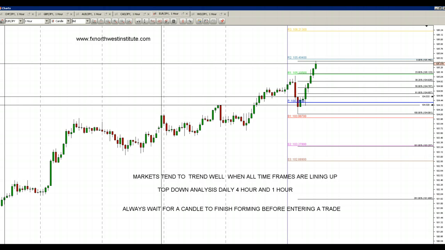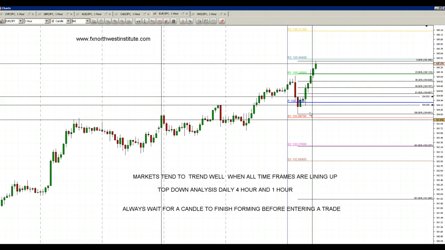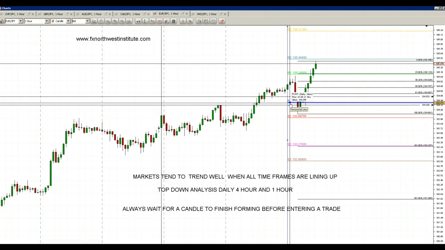Always wait for a candle to finish forming on the 1 hour chart before entering a trade, and always wait for a retracement for an entry. Those are the best entries to maximize profit. And typically it's at a fib level. Here it actually turned around at the main pivot point.